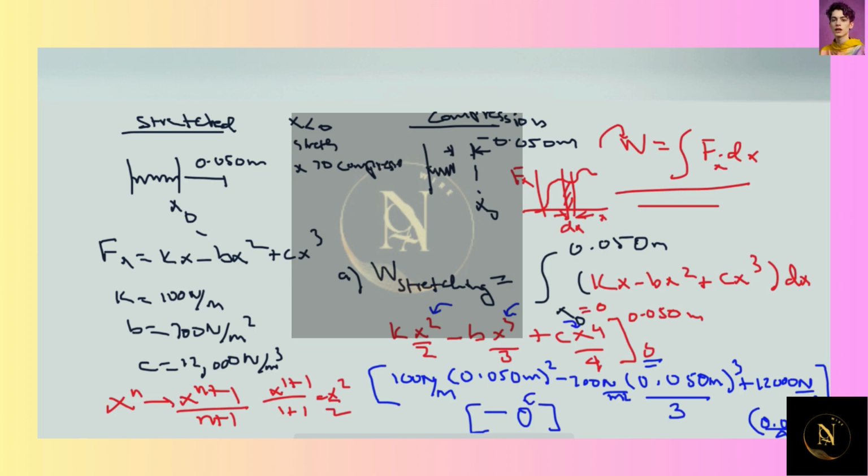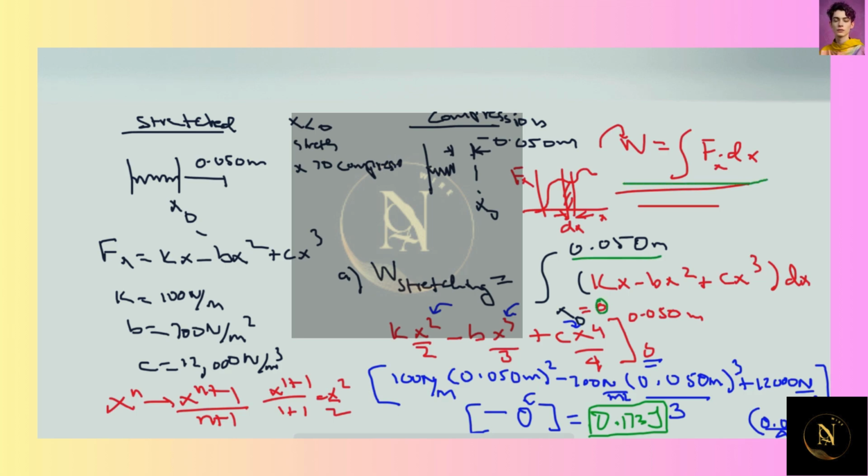So when you simplify these values, this is going to be equivalent to 0.173 joules. And that's the final answer. So once again, if you're stretching the spring, your limits are going from 0 up until 0.050.